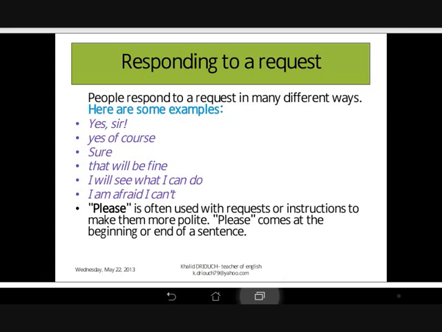Refusing the request. And you may have noticed that we use please when we make a request, and please is often used with requests or instructions to make them more polite. Please comes at the beginning or end of a sentence.